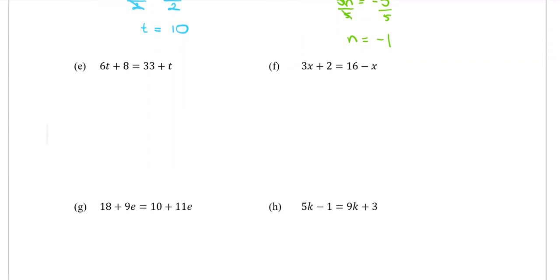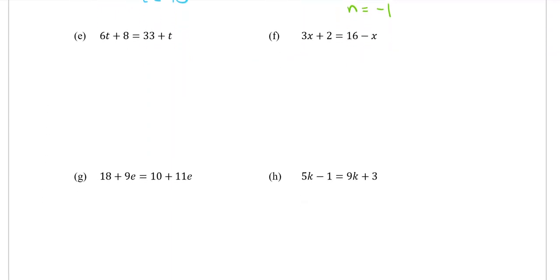For E, 6t plus 8 equals 33 plus t. So this t on the end here, I want to do the opposite, which is to minus t. Keep the t's underneath each other. 6t take away t makes 5t. We still have the plus 8 and equals 33.